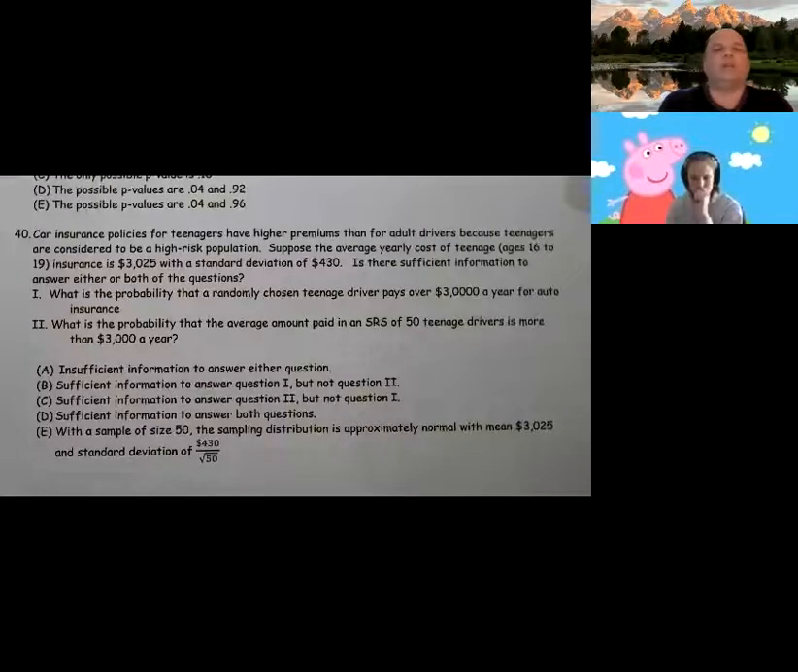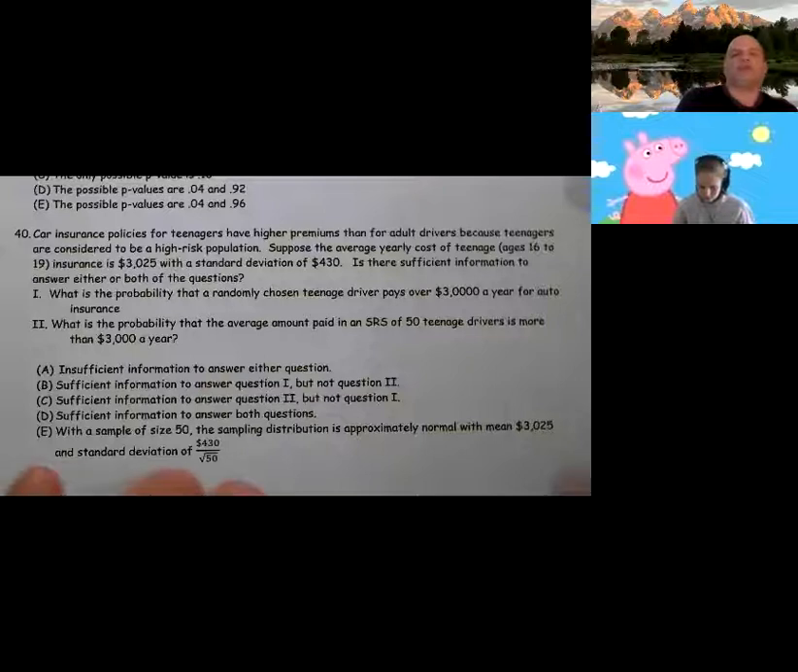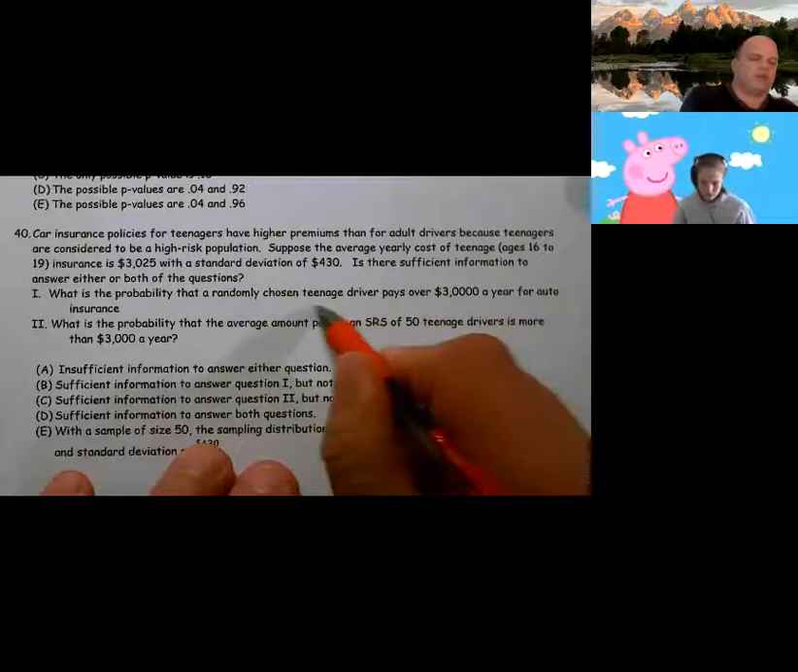All right, so number 40, car insurance policies for teenagers have higher premiums. This is for adult drivers because teenagers are considered to be at a higher risk. Suppose the average yearly cost of teenagers aged 16 to 19 is $3,025 with a standard deviation of 430. Is there sufficient information to answer either or both of the questions? So what is the probability that a randomly chosen teenage driver pays over $3,000 for insurance?